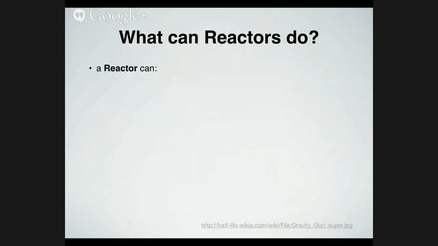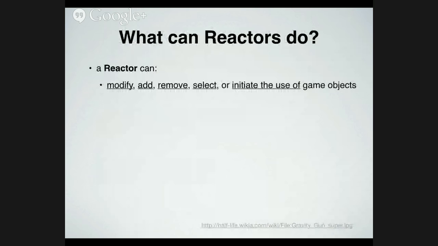What can reactors do? Well, all kinds of stuff. They can modify an object, like the position of Mario. They can add a new object, like you press the B button as Fire Mario and a fireball gets instantiated in the world. They can help you select objects. They can initiate the use of an object in the game. Like I'm going to press the up arrow in some later versions of Mario to go through a doorway.